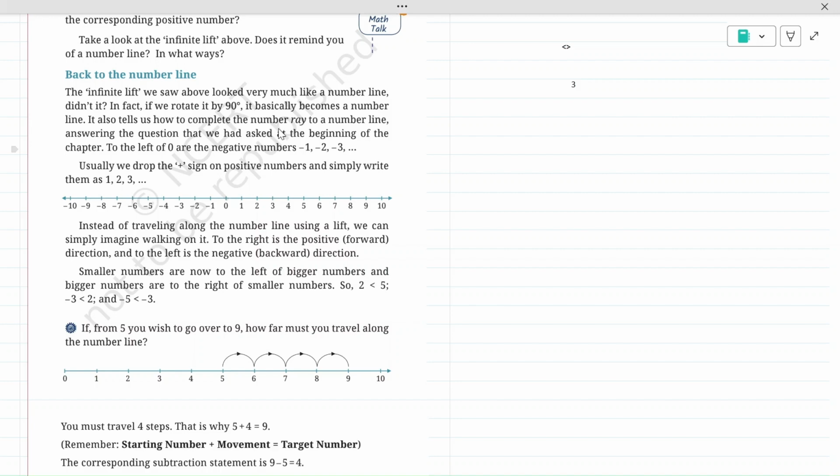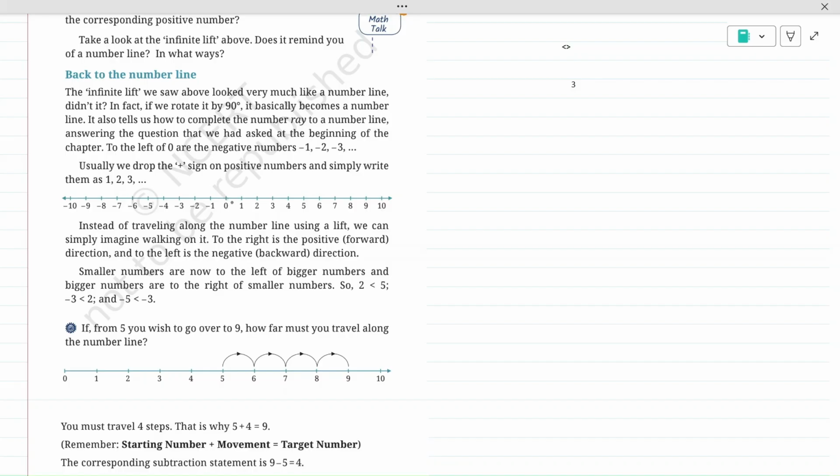So kids, what it is saying is that the lift we have done was vertical, right? And if we rotate it by 90 degrees, it will become horizontal and it will be similar to a number line. So it should be straight. It should be similar to a number line, and also they have drawn a number line here for us. Okay, so let's pick this. Now what we have here is, it also tells us how to complete the number array to a number line, answering the question that we had asked at the beginning.